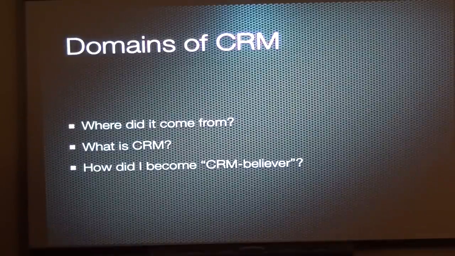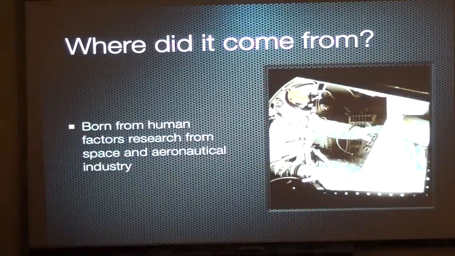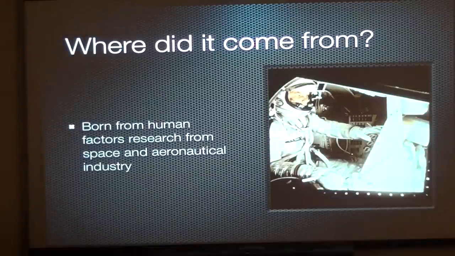So this is part of my 6-hour talk, so we're just going to jump through this. A very potted history: what is it, where did it come from, and a very short, one-minute segment on why I'm a CRM believer and evangelist. Human factors came from NASA. A very potted history of space flight: people started building rockets, and then the rockets kept blowing up, and then the rockets stopped blowing up, so they started sending small animals like dogs and chimpanzees into space.